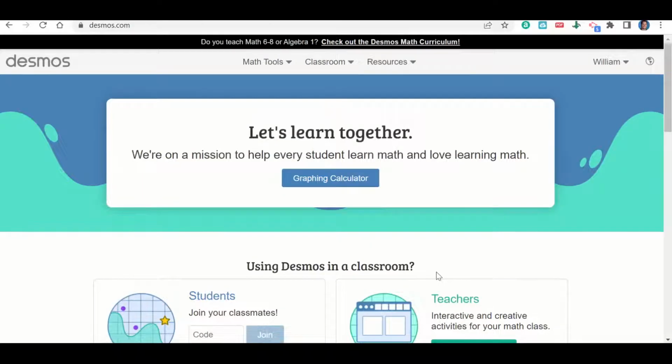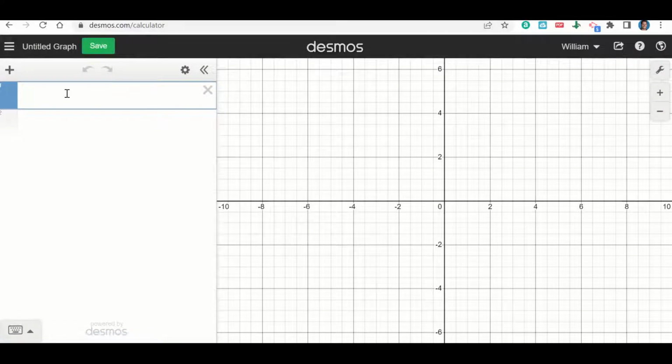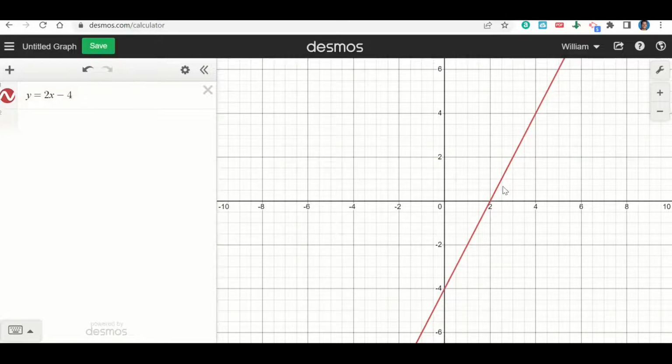Let's talk now about how to check our work with linear equations using Desmos. So what we're going to do is we're going to go to desmos.com, just like this, and we're going to click on the link that says Graphing Calculator. And over here on the left side, we can enter the equation of any linear equation and it will graph it for us. So let's try y equals 2x minus 4. Well, as we can see, it graphs it for us. We can check that against whatever we did on our assignment now.